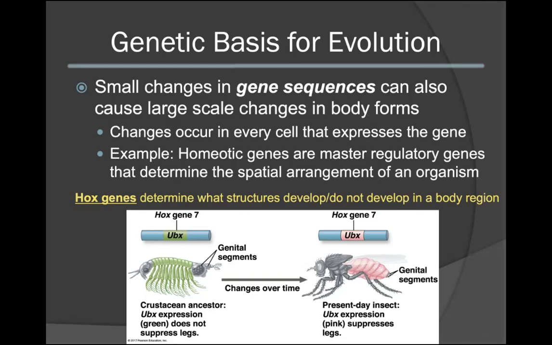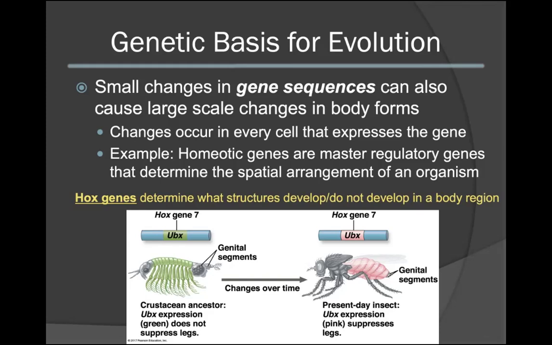Similarly, small changes in gene sequences can also cause large-scale changes in body form. This is because changes occur in every single cell that expresses that specific gene. An example of this involves Hox genes or homeotic genes. These genes are considered master regulatory genes that are commonly involved in determining the spatial arrangement of an organism.